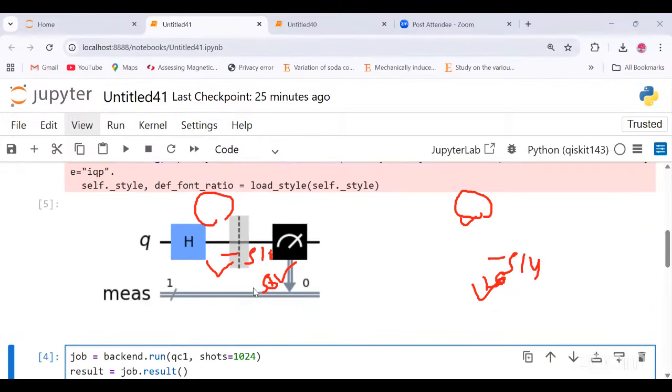It's a very basic example. We need not verify it because it's a Hadamard gate. It's a basic significant rule embedded here. It will work like this.